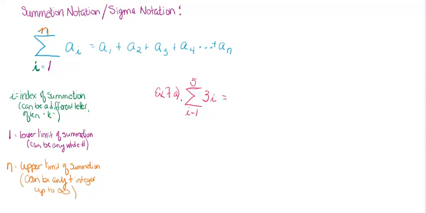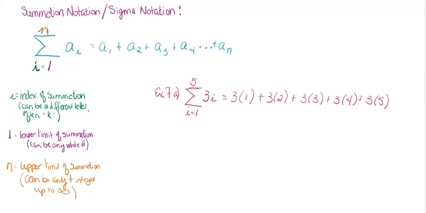So all you would do is say 3 times 1, that gives you the first term, and then you're going to add 3 times 2, that gives you the second term, plus 3 times 3 for the third term, plus 3 times 4 for the fourth term, sorry, plus 3 times 5 for the fifth term. And then you would simplify it any way that you want.